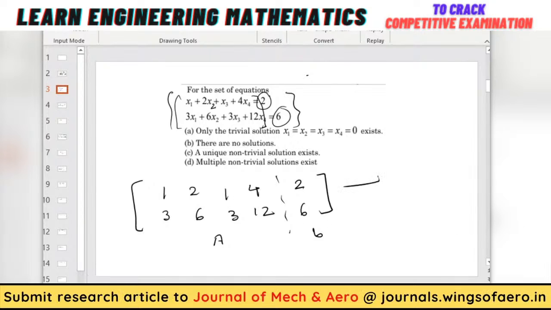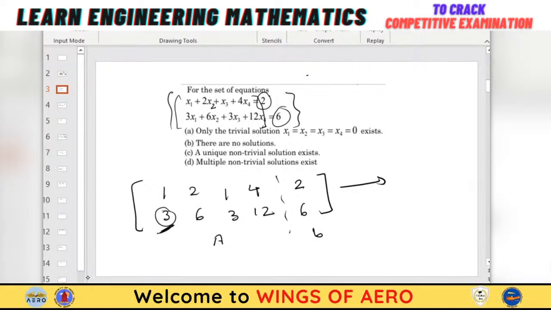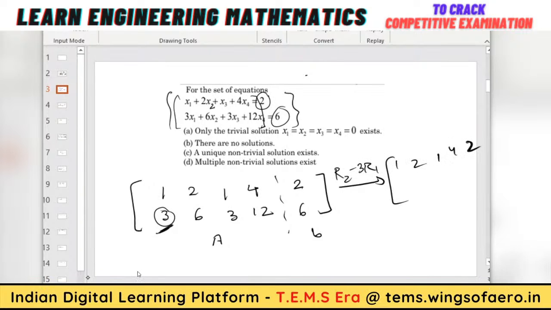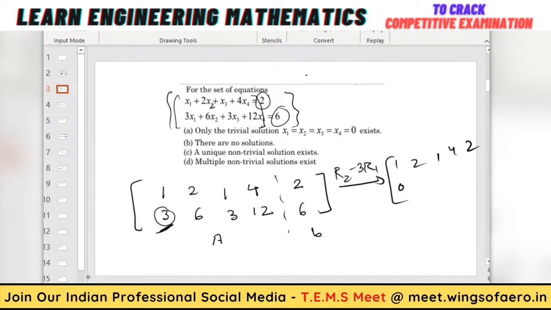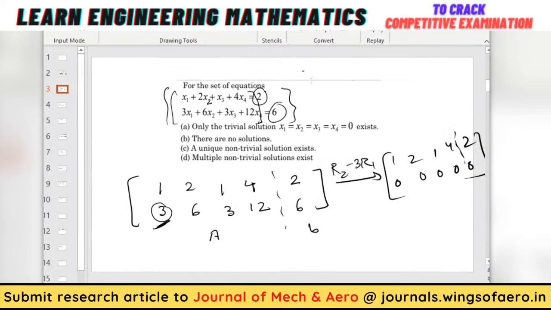So you can easily see, to find out the rank we have to make this element 0. That is R2 minus 3R1. So we get 1, 2, 1, 4, 2, and this row is 0, 0, 0, 0. Rank is 1, sir. Yes, rank is 1.